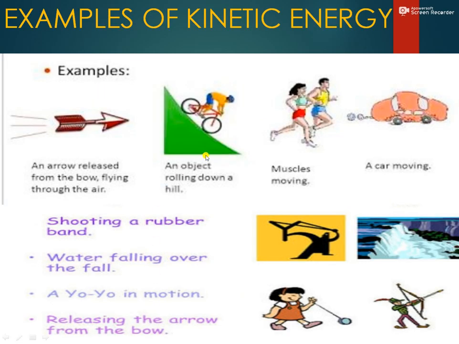So let us see examples of kinetic energy in our everyday life. An arrow released from a bow flying through the air. Now this arrow is already released and it is flying. That means it is moving, so it is possessing kinetic energy. An object rolling down a hill. Now here a person is cycling. When this motion is occurring, this movement is taking place, it is possessing kinetic energy. Muscles are moving, they are possessing kinetic energy. A car moving, here also the motion is due to kinetic energy. That's why it is able to perform work.